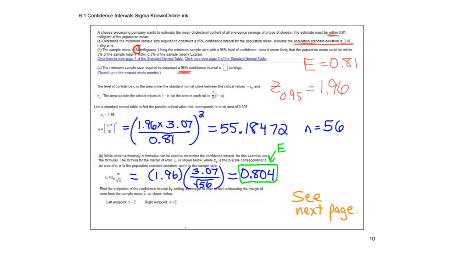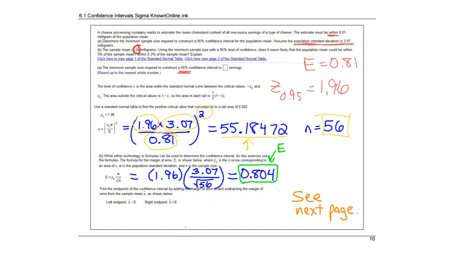So I've got my Z of 95, and that is 1.96. I have my standard deviation of 3.07. I have my E of 0.81, and then don't forget to square. When I do that, I get 55.18472. Now remember, because I'm even just a smidgen past the 55, I need to round up to 56. So this is my sample size. This is the first answer. In order to be 95% confident, I have got to have a sample size of 56.